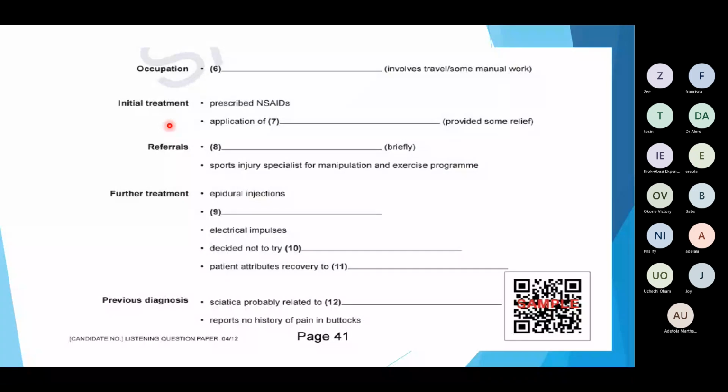Then the GP sent me to see an osteopath, and I got some treatment there, but it didn't seem to make much difference. So I was referred to a sports injury specialist of all things. And he did a number of things that did seem to ease things a little, like working on my spine and lower legs. Oh, and he gave me a set of exercises to do at home.